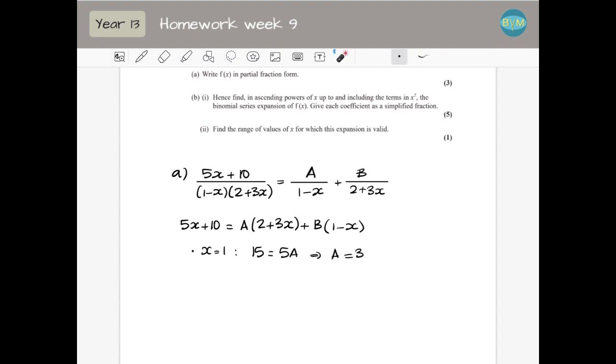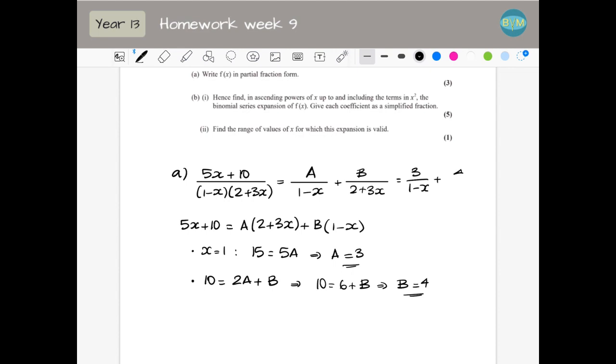And then I'm going to compare coefficients. For example, I'm going to compare the independent term. So 10 is going to be 2A plus B. But 2A I know is 6 because A is 3, so I have 10 is 6 plus B, which means that B is 4. So I have A is 3, B is 4, which means my expression is going to be 3 divided by 1 minus x plus 4 divided by 2 plus 3x. So this is my algebraic fraction written as partial fractions.